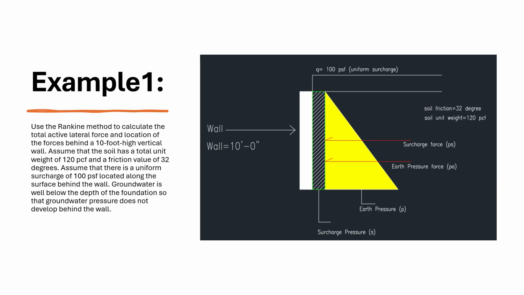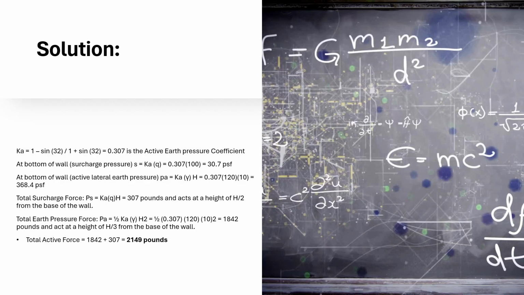And you see on the shape that the wall height is 10. So let's go and do the calculation. So the solution is, the coefficient for the active is 1 minus sine phi. The phi was 32. So if you replace the 32 in the formula, the answer for the active coefficient is 0.307, the active earth pressure coefficient.